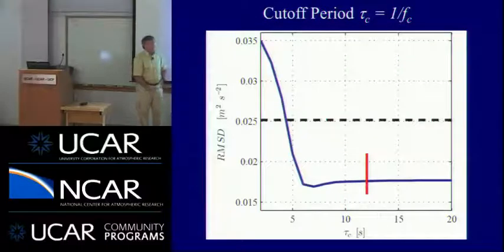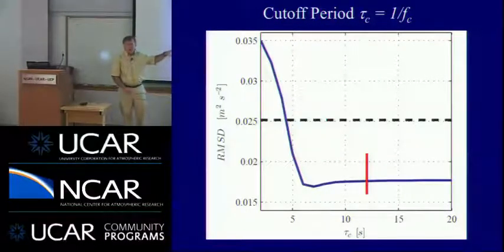I don't know what 1 over that is, but that would be the cutoff frequency, where we have this sort of minimum. It's pretty close to the minimum RMS difference, and then it doesn't change much as you go out to longer cutoff periods.